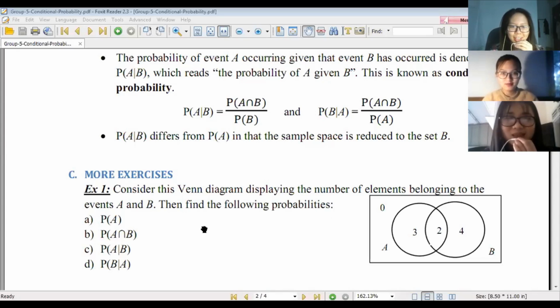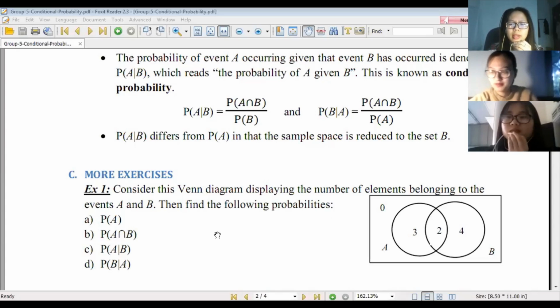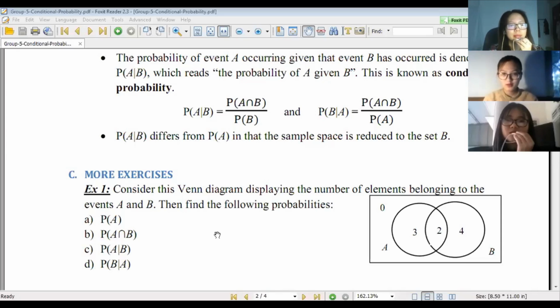Leon, please. Okay. There are 5 elements in A, and 9 elements in total. So the probability of A is equal to 5 over 9. Yeah, good job.